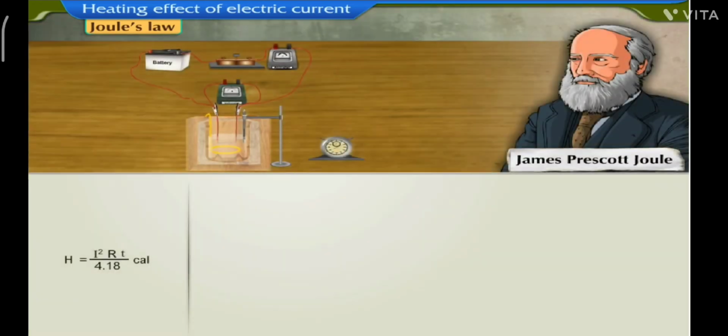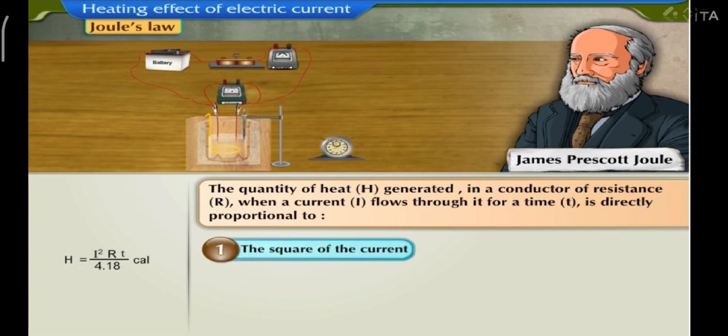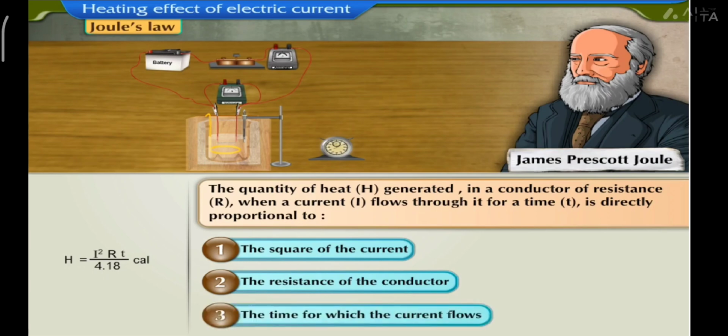Joule's law statement. According to Joule's law, the quantity of heat generated H in a conductor of resistance R when a current I flows through it for a time t is directly proportional to 1. The square of the current, 2. The resistance of the conductor, and 3. The time for which the current flows.